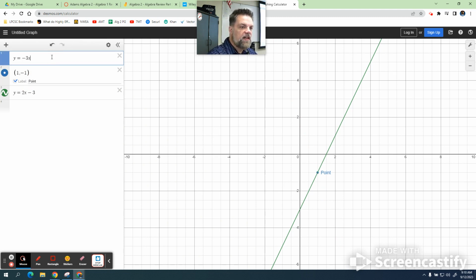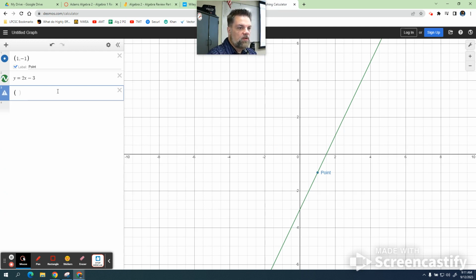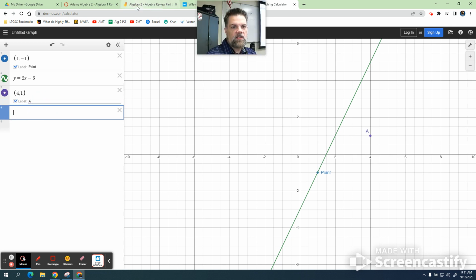And then this one, I got to get rid of this, and I got to graph the 2 points. So I'm going to do the 2 points here. My first point was 4 comma 1. And we don't necessarily need to label that. We'll call that point A. And then my next point was 2 comma negative 3. And we'll call that point B. Yeah, they're parallel, right? You guys see that?